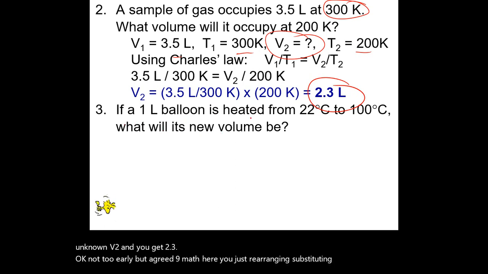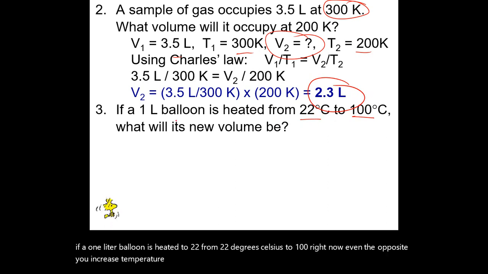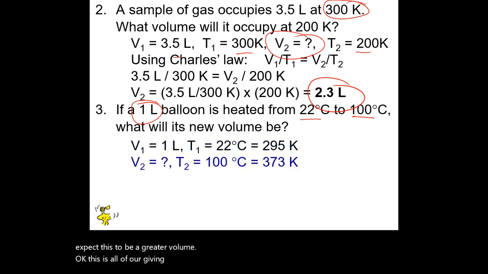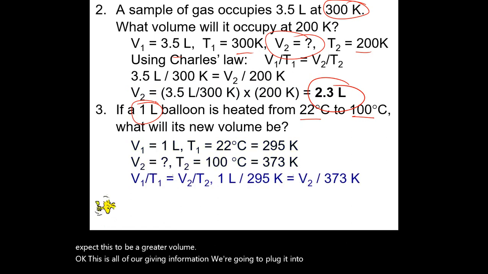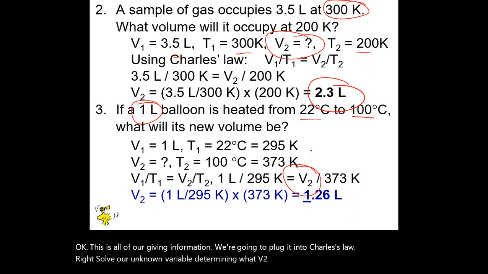Next, if a 1 liter balloon is heated from 22 degrees Celsius to 100, so now you've done the opposite. You've increased temperature approximately by 5. What will its new volume be? We would expect this to be a greater volume. This is all of our given information. We're going to plug it into Charles's law, solve for our unknown variable. We're determining what V2 is, and we get 1.26.